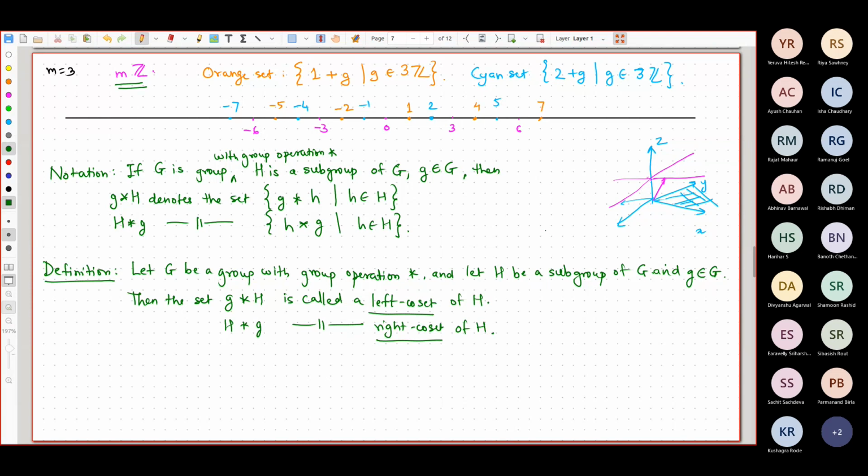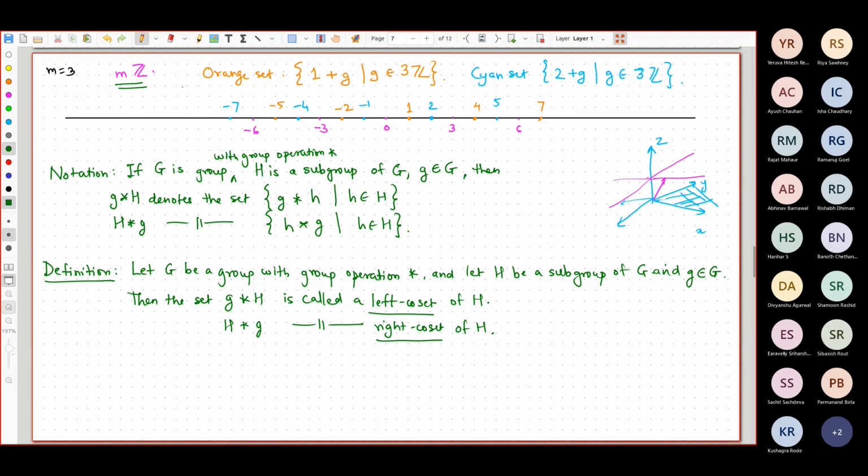Okay, so therefore this orange set is really a coset of the group MZ, the cyan set is another coset, and this subgroup MZ itself is a coset by definition. Divyanshu? So can you tell the definition of coset again?